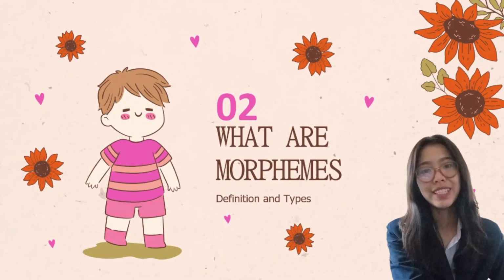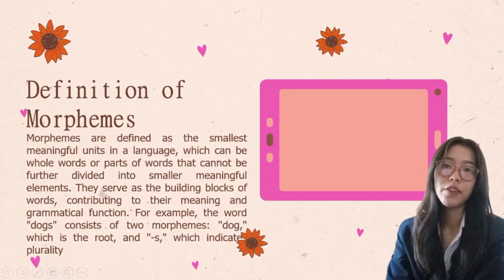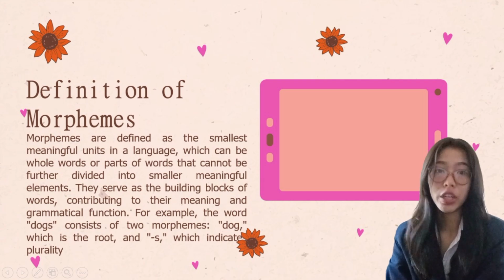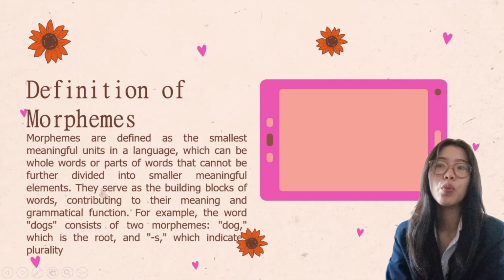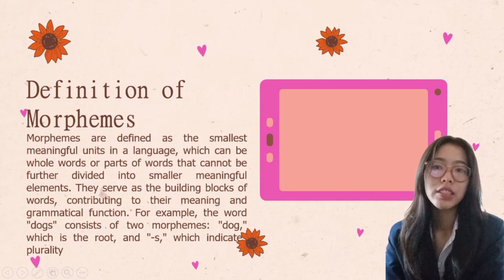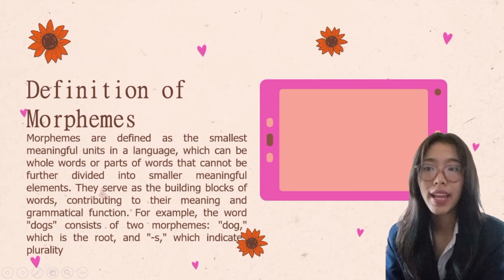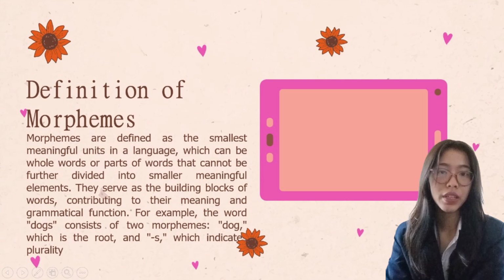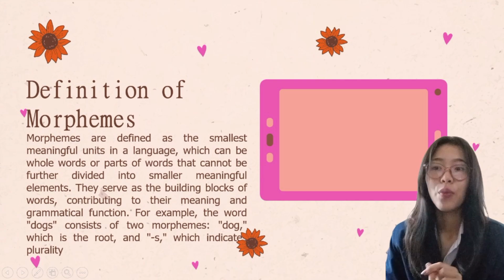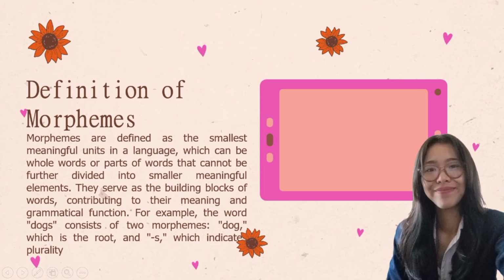The second material is about what is a morpheme. It includes definition and types of morpheme. The definition of morpheme: morphemes are defined as the smallest meaningful units in language, which can be whole words or parts of words that cannot be further divided into smaller meaningful elements. They serve as the building blocks of words, contributing to their meaning and grammatical function. For example, the word dogs consists of 2 morphemes: first is dog, which is the root, and s, which indicates plurality.